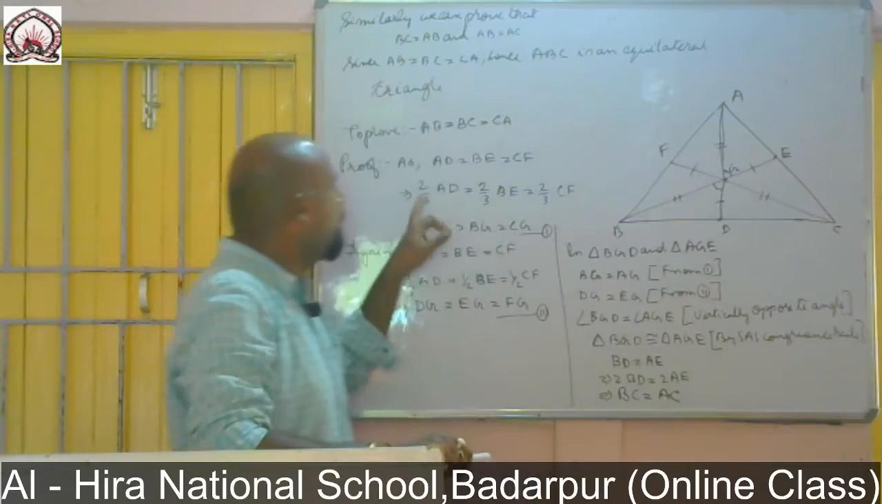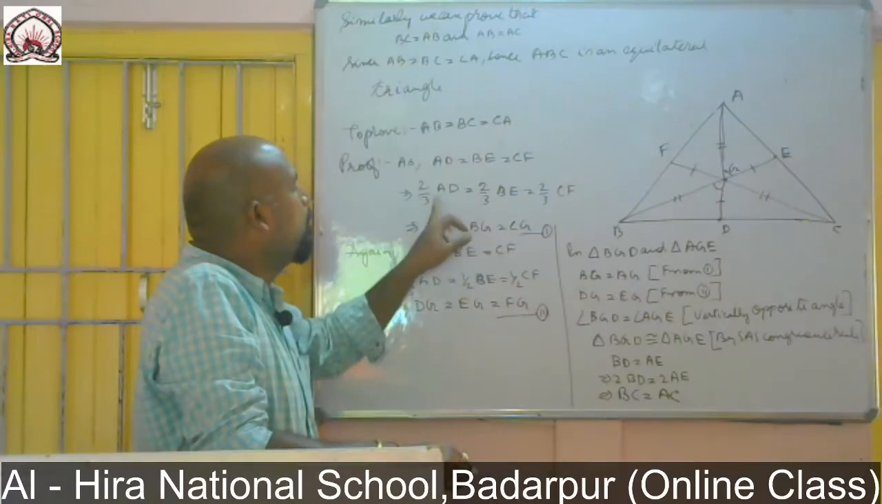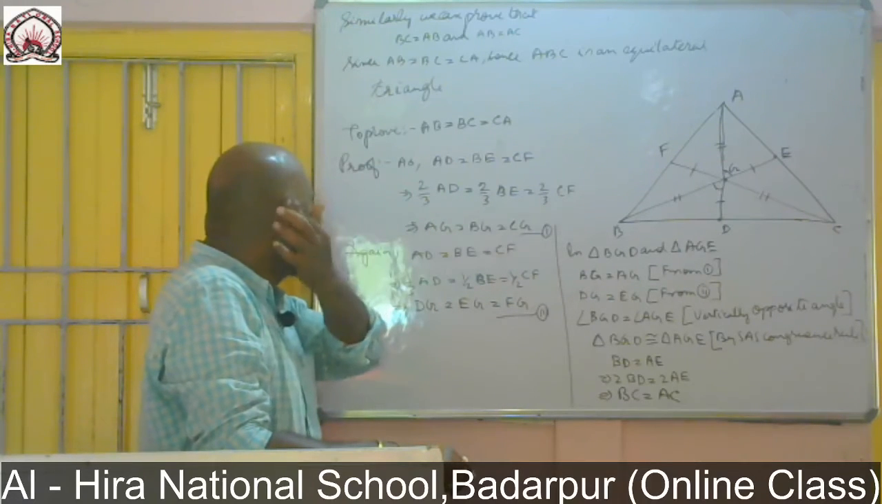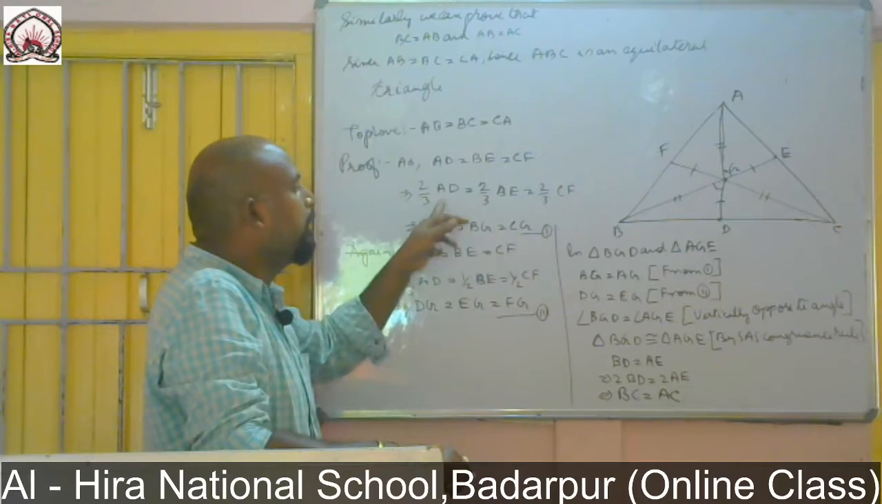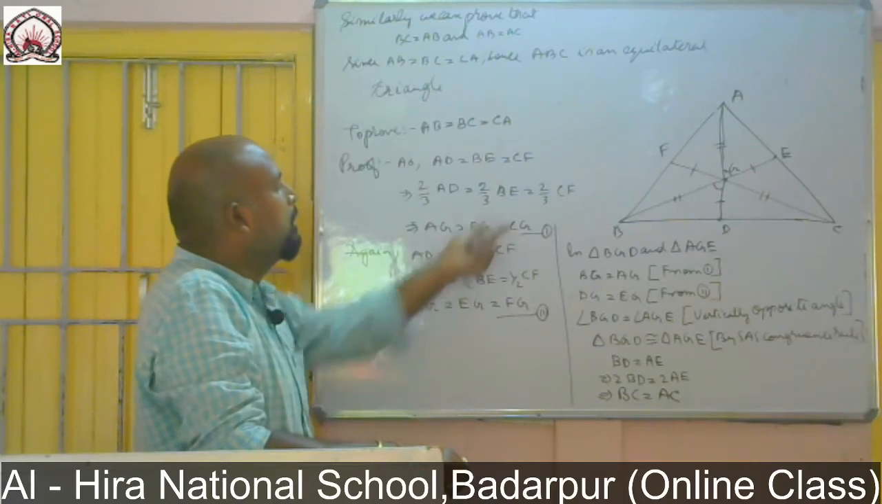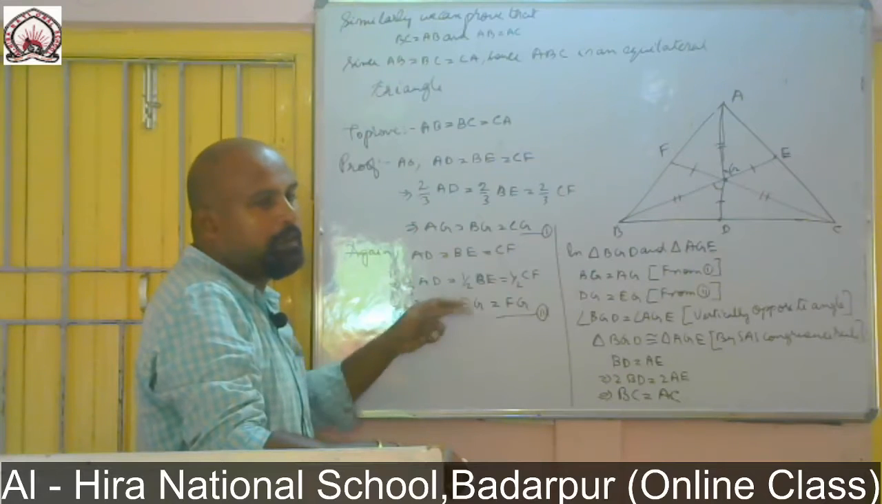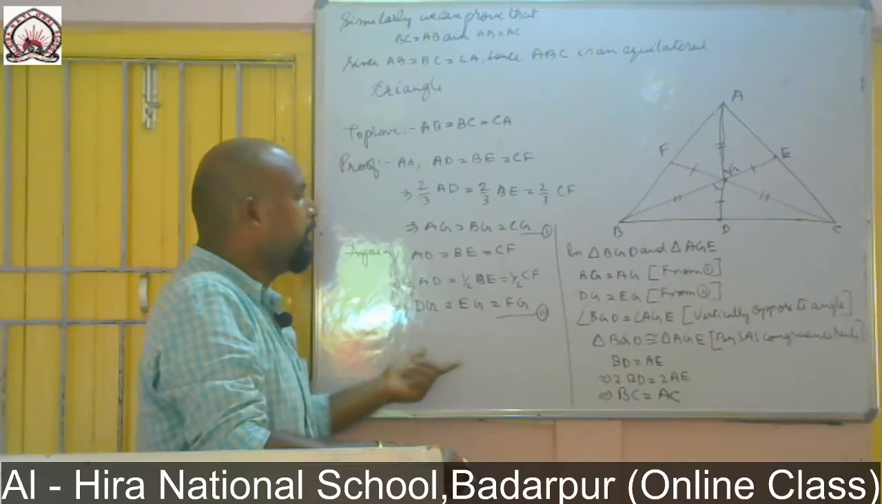Now I have multiplied all the sides with 2 by 3, with each element. Then what are we getting? 2/3 of AD is nothing but AG. This is equal to BG. This is equal to CF. I have multiplied with 1/3, with each term. Then we are getting this one.